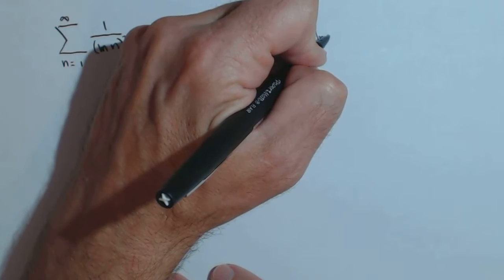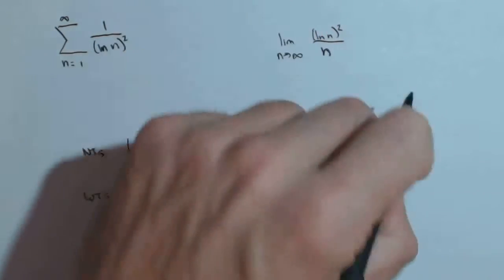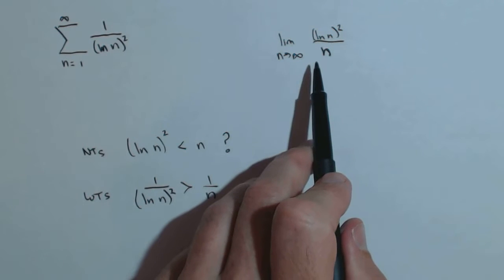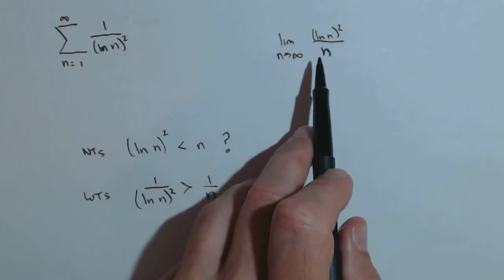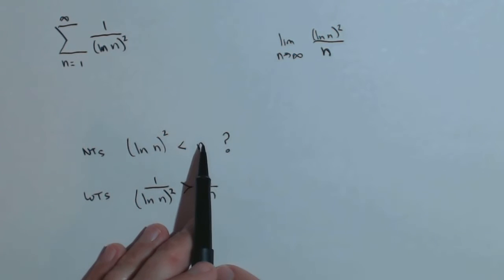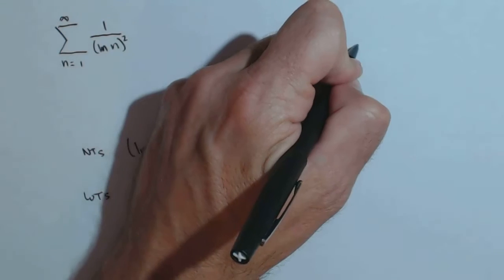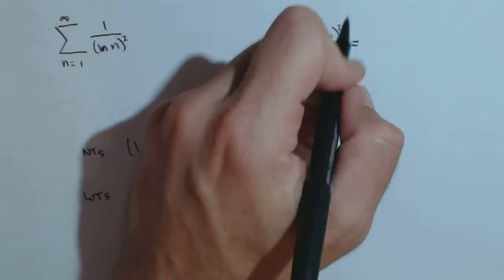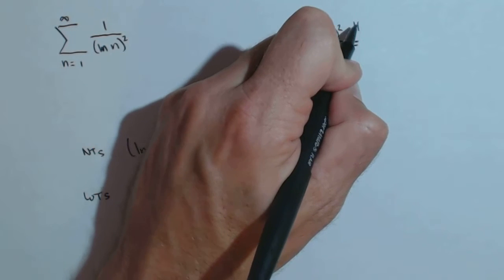So (ln n)^2. This is a very useful aspect of limits and proofs. Basically, if n is larger, this limit should be 0. So if I can show this limit is 0, I've got the hypothesis I need in order to get the conclusion I want. So this is an infinity over infinity case, which allows me to use L'Hopital's rule.